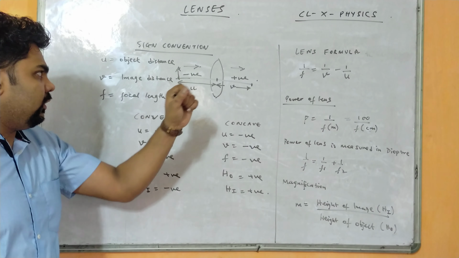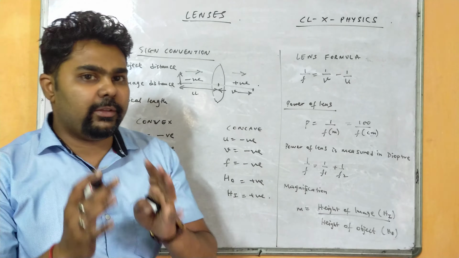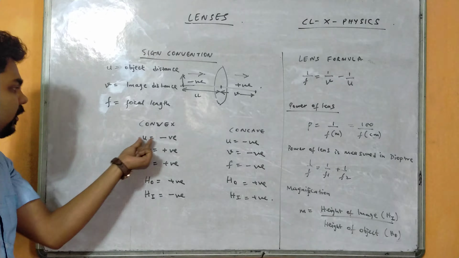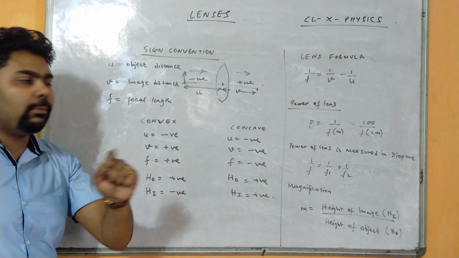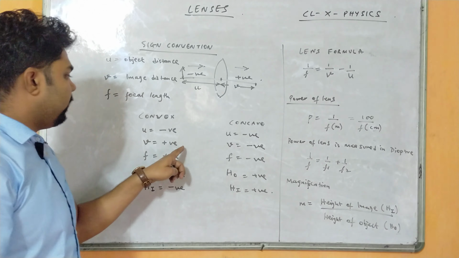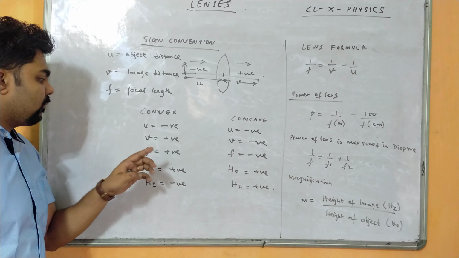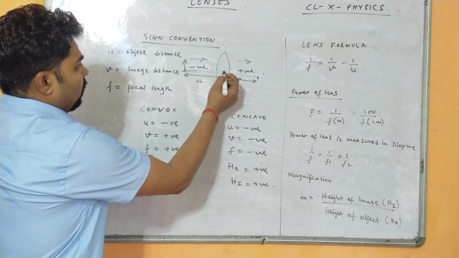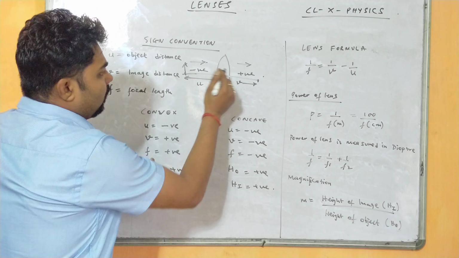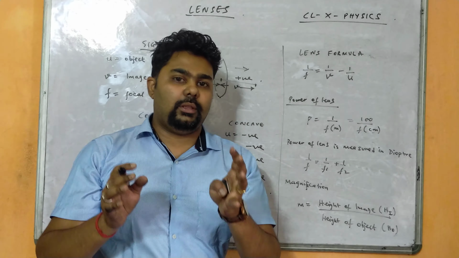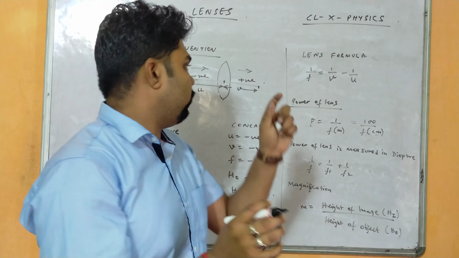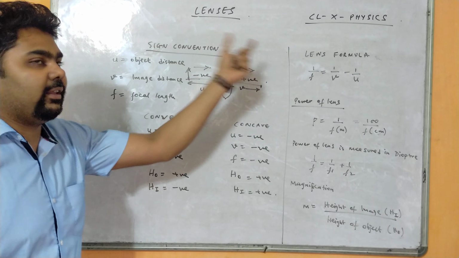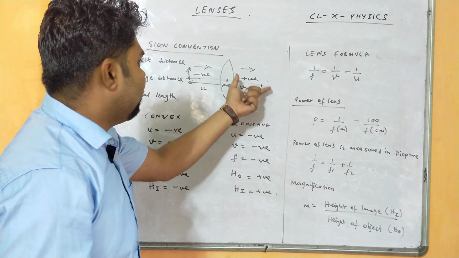You see where the object is being placed, that is placed in front of the lens. So here u is considered to be negative. Where the image is formed, it is on the right hand side of the lens, so that's why v is considered to be positive. And f, that is focal length, is positive because the image is forming here. The distance from the optical center to where the image is formed is said to be positive, as it is on the right hand side.